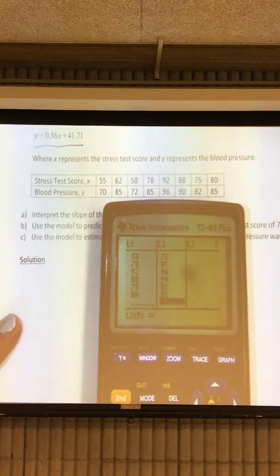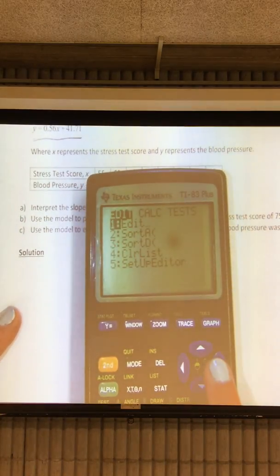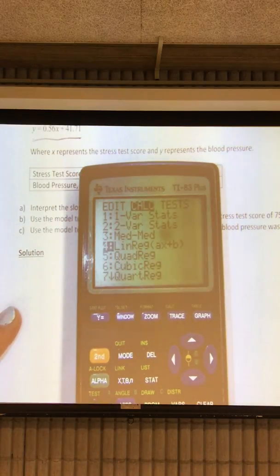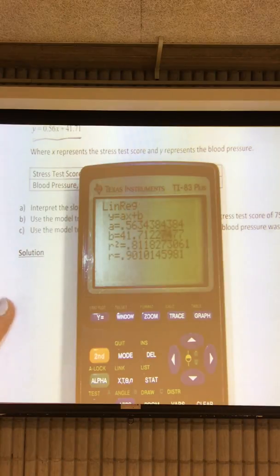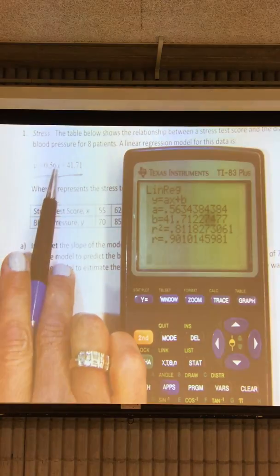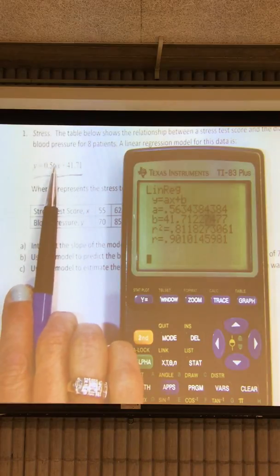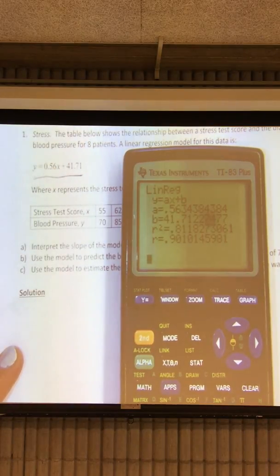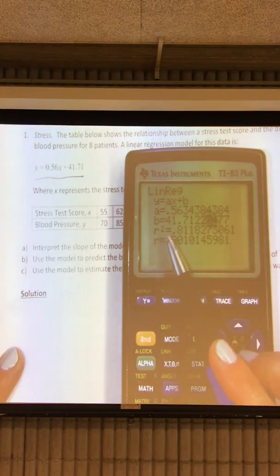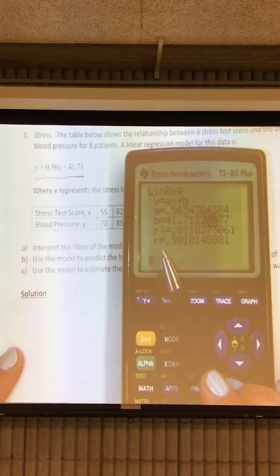Once we enter that, you go to Stat, arrow to Calc, and you want to go to number 4, linear regression, and then you press Enter and Enter. Here is your equation, which is 0.56x plus 41.71. Your 0.56 is your slope, 41.71 is your y-intercept, your r squared is your coefficient of determination, and your r is your correlation coefficient.